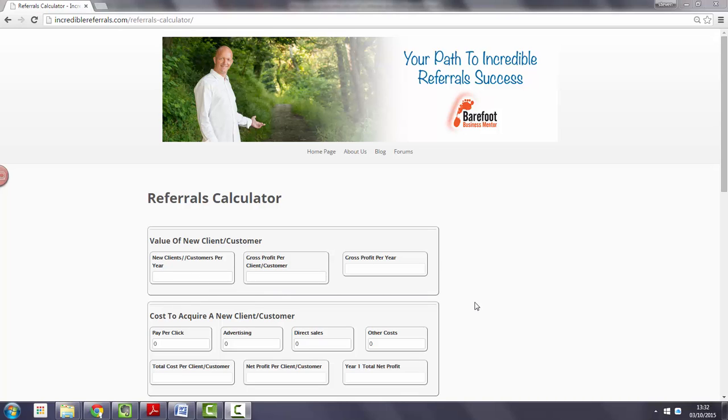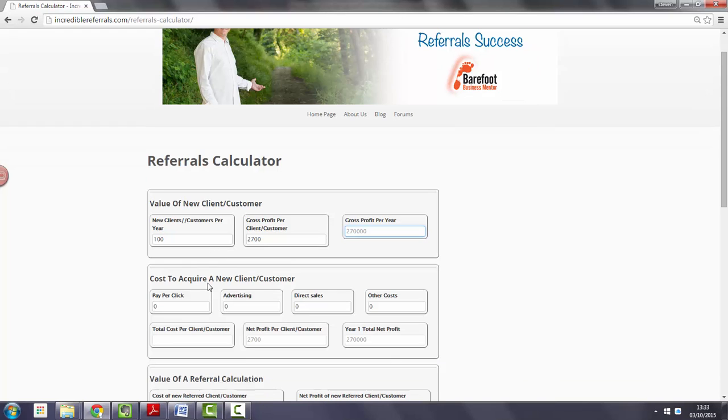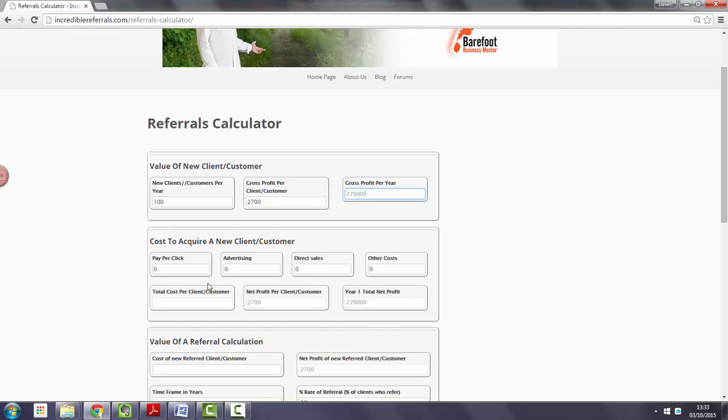What you do is you bring your cursor over to the first box which says new clients, customers per year, and for the moment we're going to put 100. We're going to make this quite a small business, and we're going to assume, just for ease, that it's £2,700 for a rewire for each home, and you've got 100 homes that you're doing work on. I think so far that's pretty straightforward.